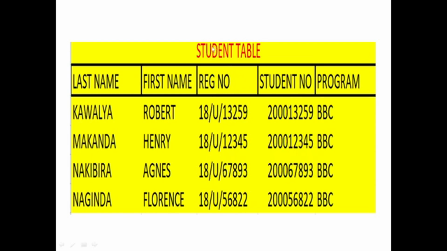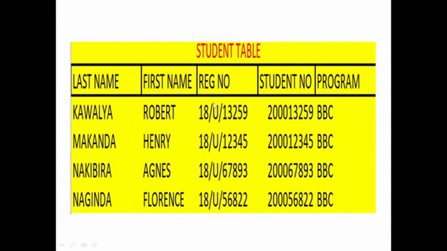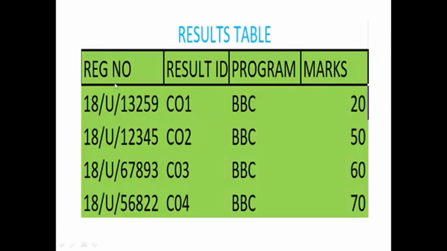So this is a student table. You can find yourself having the same column in another table called the results table. So it means if on this side this is a primary key, then on the other side this is the foreign key. Hope I'm clear here.